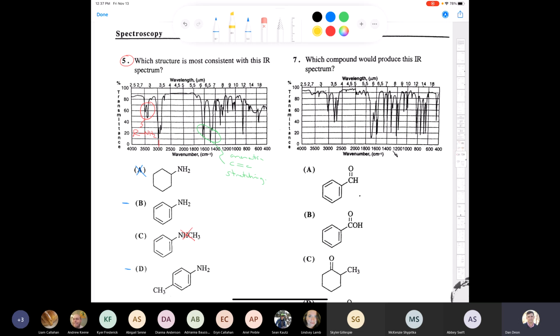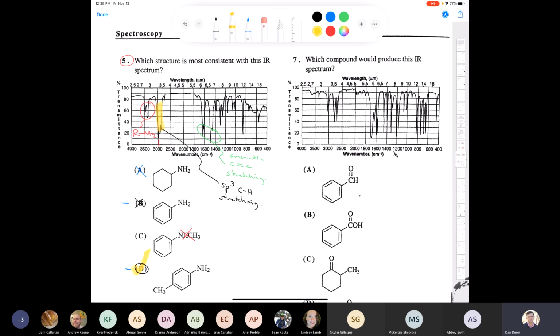Well, which one do you think it might be? I'll give you a clue. The answer is right here, okay? In this big group of absorbances just below 3000. This is sp3 hybridized carbon-hydrogen stretching. Okay? Aniline has no sp3 carbon-hydrogen bonds, whereas para-methylaniline does have sp3 hybridized carbon stretching. And so the correct answer is D.